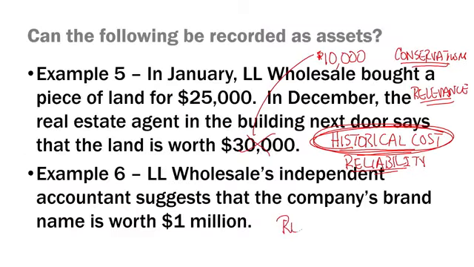Is it owned or controlled as a result of a past exchange or transaction? No. So here we have another issue of relevance being traded off with reliability. The standard setters are very concerned that it's difficult to get a reliable estimate of that brand name. Even though it might be relevant to know what it is, very difficult to get a reliable estimate. So the internally generated brand name that LL Wholesale has will not be recorded as an asset on the balance sheet.